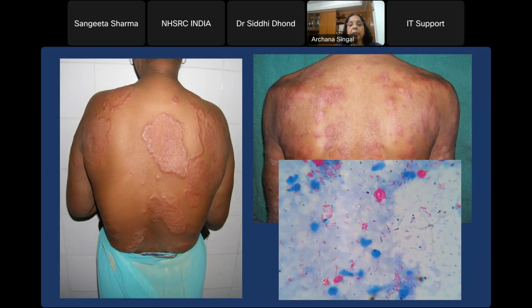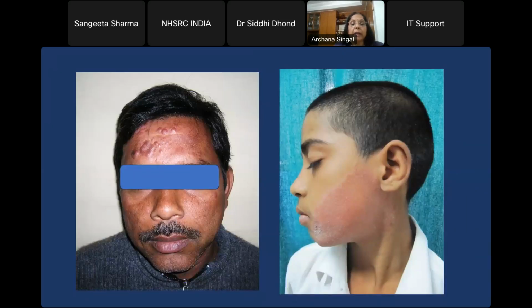And when I made slit smear from this patient, these are the AFB, which stain on Ziehl-Neelsen staining. But you have to refer all these patients to a center because it's a notifiable disease. Again, multiple lesions on face, anesthetic, and single lesion on a child, which is erythematous, but anesthesia is there.